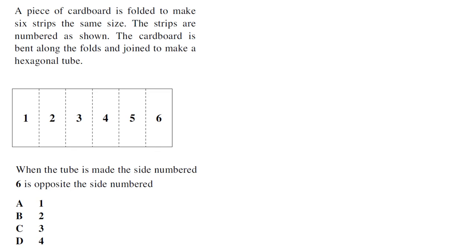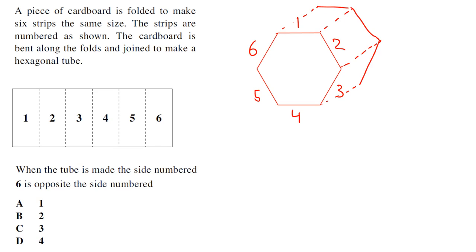Drawing a hexagon to remind you, the tube will look something like this in cross section, and the numbered faces will be along as such. There will be a 1, a 2, a 3, a 4, a 5, and a 6, all wrapped around with the faces extending inwards to the page. Remember that the shape is 3D, and so it will look something like this.